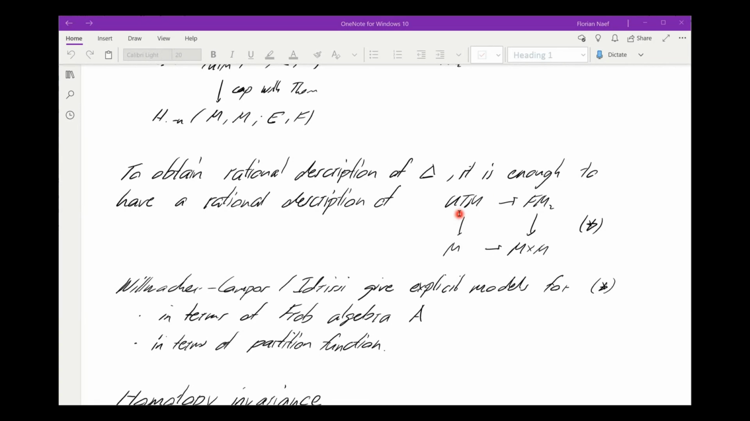And they also give two models for this situation. One model is again in terms of such a Frobenius algebra, or a Lambrechts-Stanley model, and it's only valid in the simply connected case. And the more general model is in terms of a partition function. So in particular, this is where these two occurrences come from in the theorem.